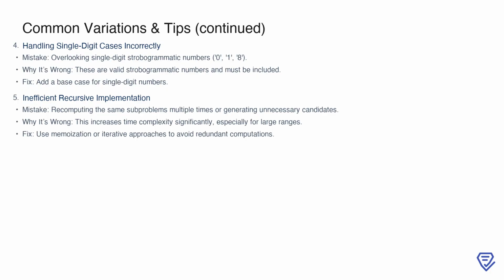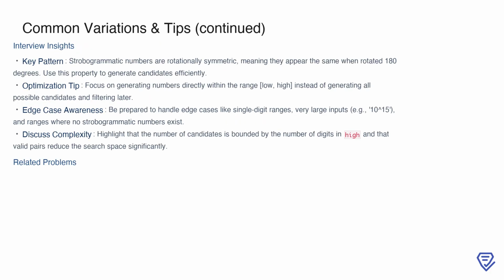Another issue arises with inefficient recursive implementations. Recomputing the same subproblems or generating unnecessary candidates can drastically increase time complexity, especially for large ranges. To address this, you can optimize your approach by using memoization or switching to iterative methods, which help eliminate redundant computations and improve performance. Understanding a few key insights can help you tackle this problem more effectively during interviews.